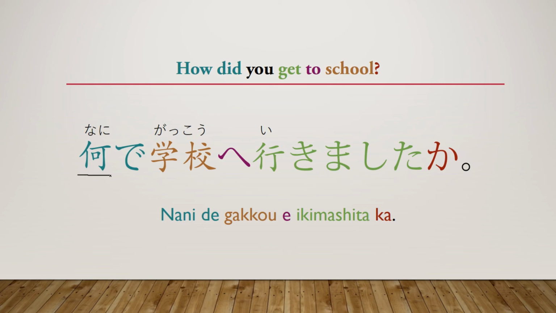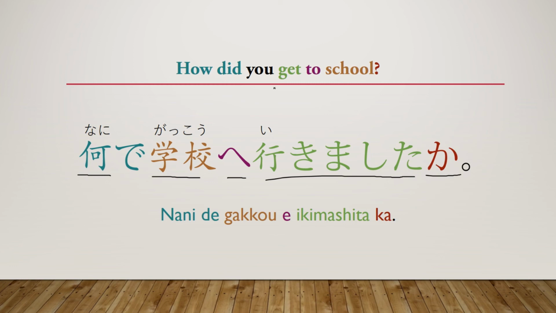And like I said before, it will generally be written with the kanji. And then we have gakko here, which just means school. And then the e particle, which means in the direction of or towards. We've talked about this a little bit before. In this situation, you could use ni or e. Both of them work perfectly fine. And then we have our ikimashita, which means went. And then, of course, our question marking particle at the end.